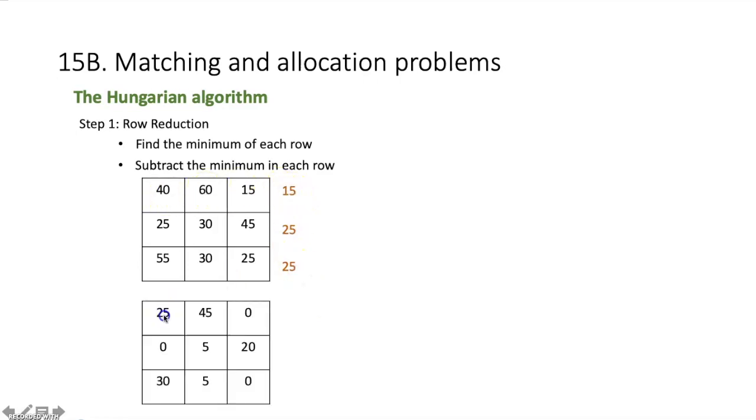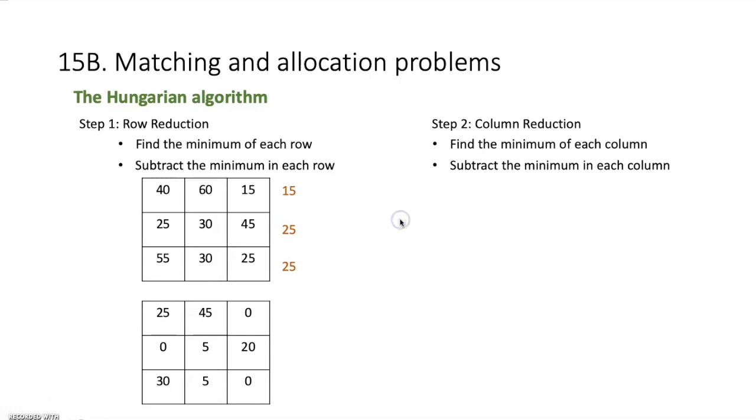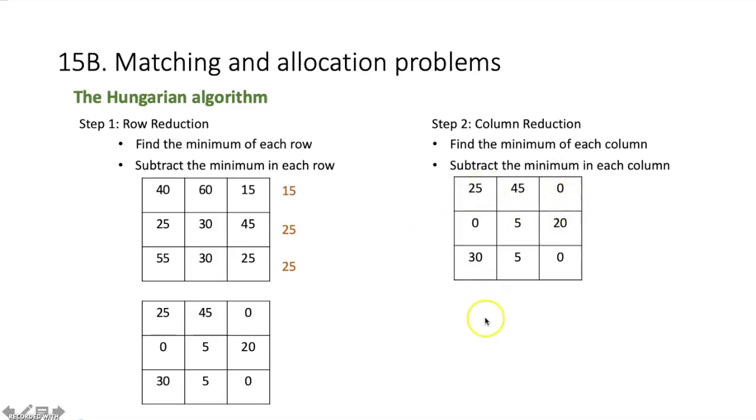Okay, so now we have 25, 45, 0, 0, 5, 20, 35, 0. After we finish step 1, we're going to step 2, which is column reduction. Similarly to row reduction, for column reduction, we basically just need to find the minimum of each column. Then we subtract the minimum from each column. So for column 1, the minimum is 0, column 2, 5, column 3, 0.